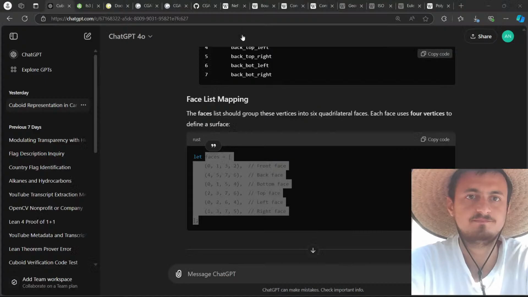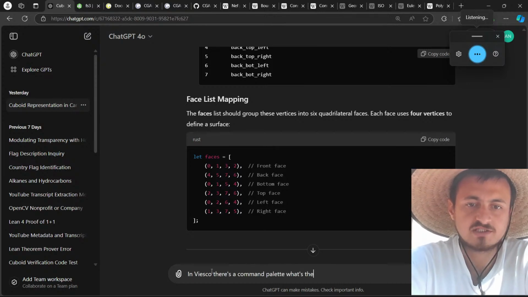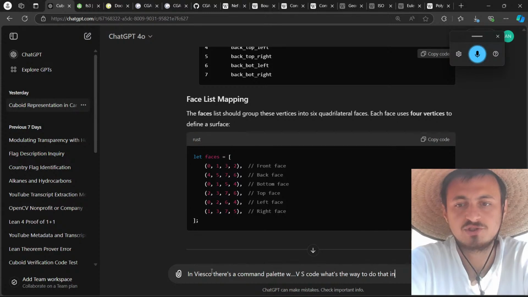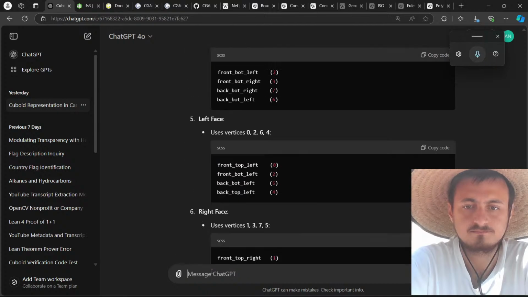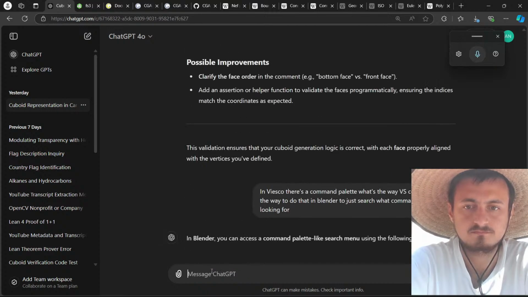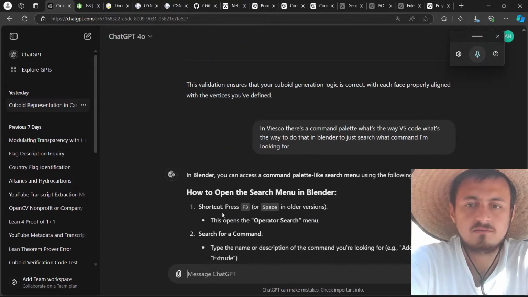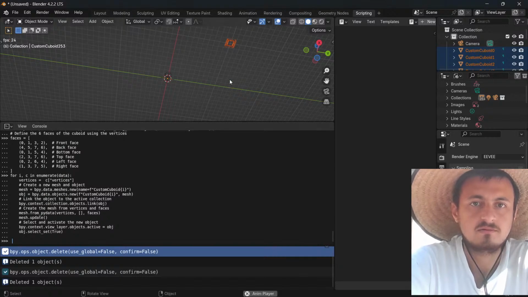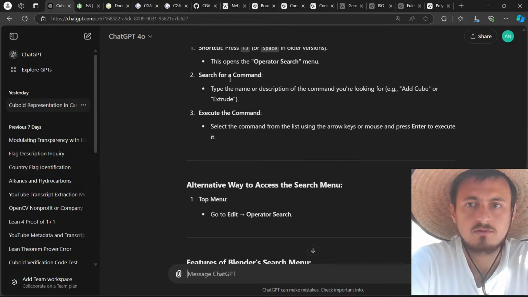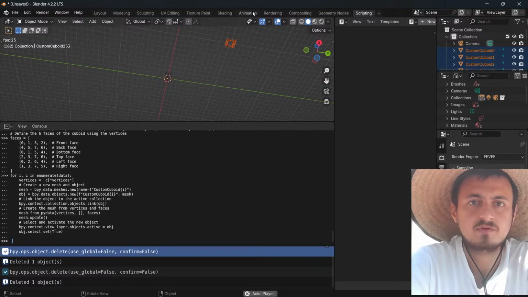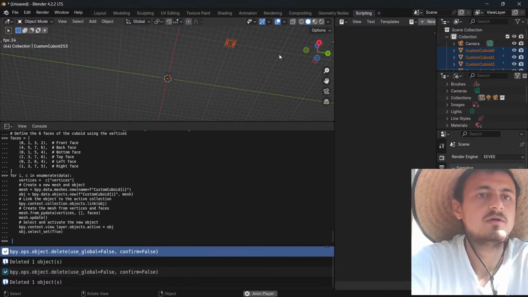Is there a command palette? In VS Code, there's a command palette. What's the way to do that in Blender? To just search what command I'm looking for. Space? Oh, great. You're wrong. Ay, bro. I hate this.